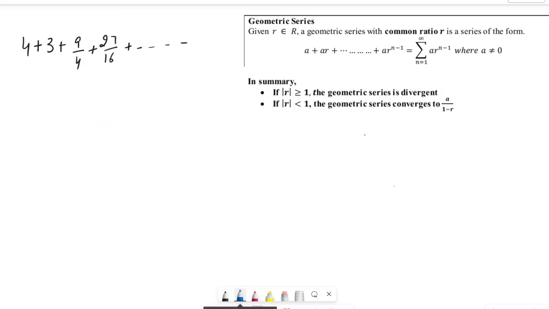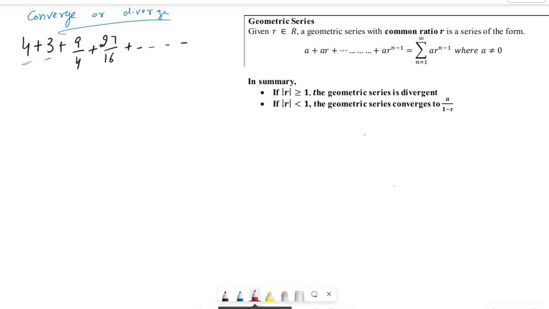So here we have our first example. This is a given series. The question is, does it converge or diverge? And if it converges, then find the sum of the series up to infinity. Let's notice what is the first term. It's 4. The second term is 3. Doesn't seem to be any relationship there. The next term is 9 by 4 and then 27 by 16.